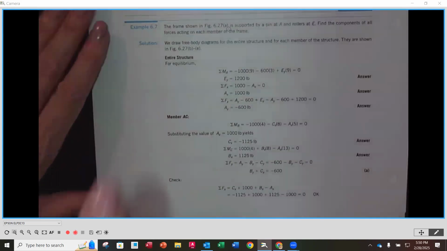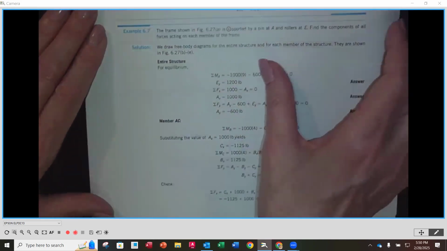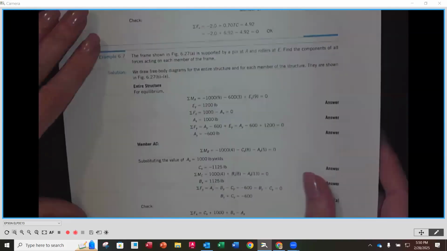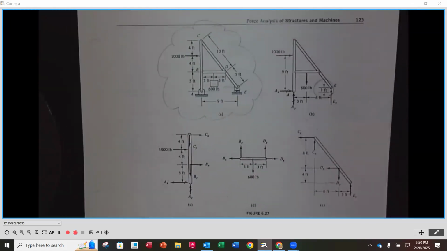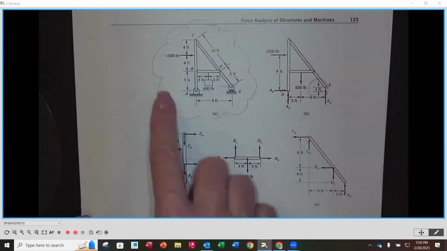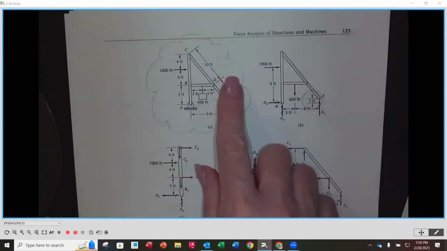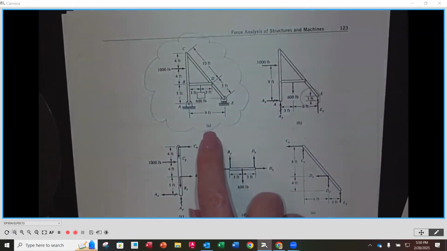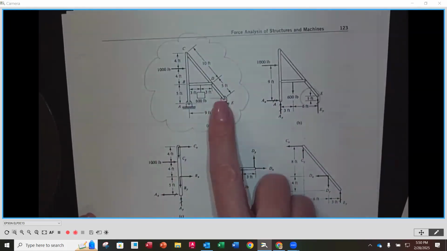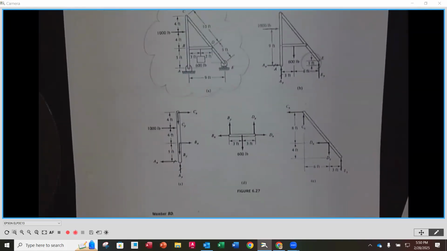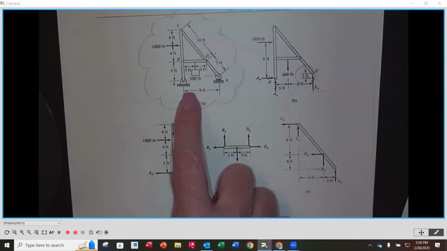All right. So the example we're going to look at is going to be 6.7. The problem statement is here on the bottom of page 122, but the illustration for it, or the picture, is going to be at the top of the next page. This is the frame all together. And this is on page 126. So illustration A is the original, and then the other ones here are going to be referenced throughout. So this is the frame that we want to work with.